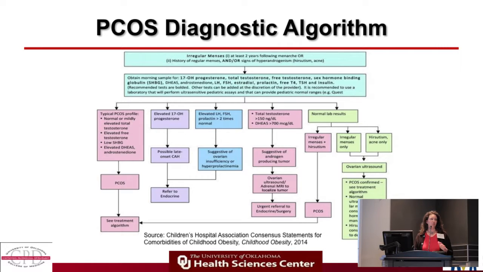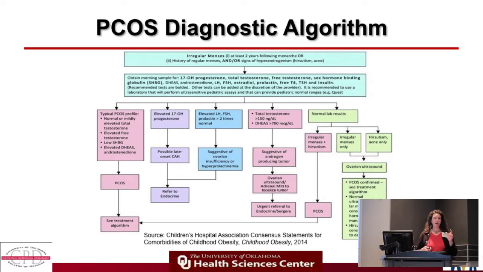Our institution recommends a few different tests, but the reason is just to rule out other causes of irregular menses. If they have congenital adrenal hyperplasia, or ovarian insufficiency, or an adrenal tumor or ovarian tumor, then you want to know that, so you're getting the test for that.